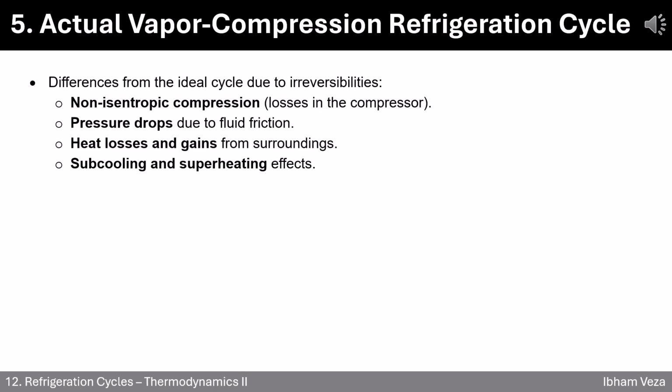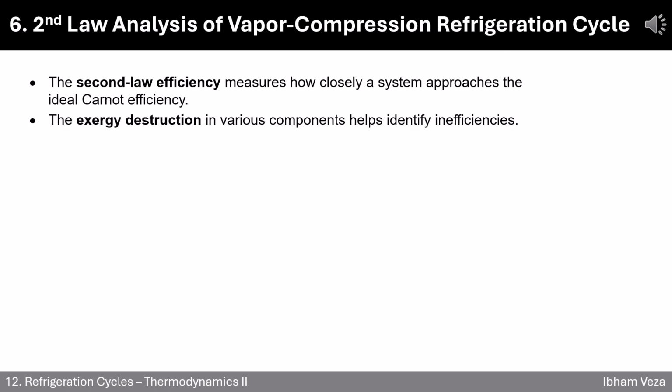Heat leaks in and out of the system because no insulation is perfect. Plus, you get subcooling and superheating, tiny tweaks that can either help or hurt performance. The key takeaway? Every real cycle will always fall short of ideal performance. Your job is to understand these losses and minimize them, not to expect perfection. 6. Go beyond energy. Focus on quality with the second law.